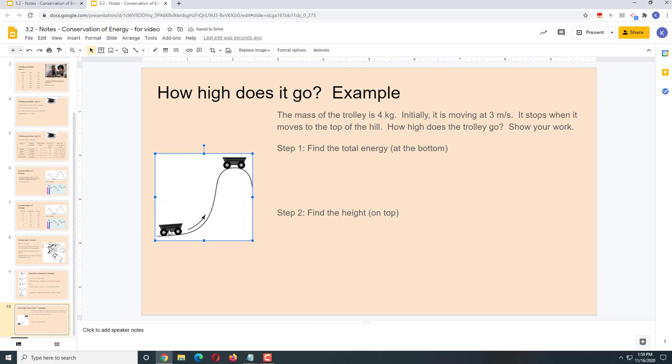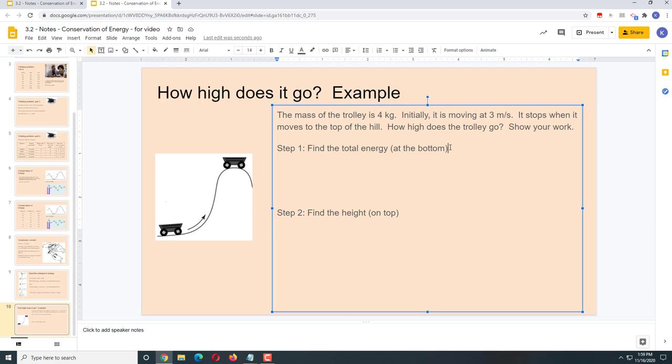So on the bottom, the cart is moving, it has kinetic energy. Kinetic energy is 1/2 mv squared. 1/2, the mass is right here, 4 kilograms. Velocity, 3. When we multiply, this is 1 divided by 2 times 4 times 3 times 3. This gives us 18, and the unit is joules.